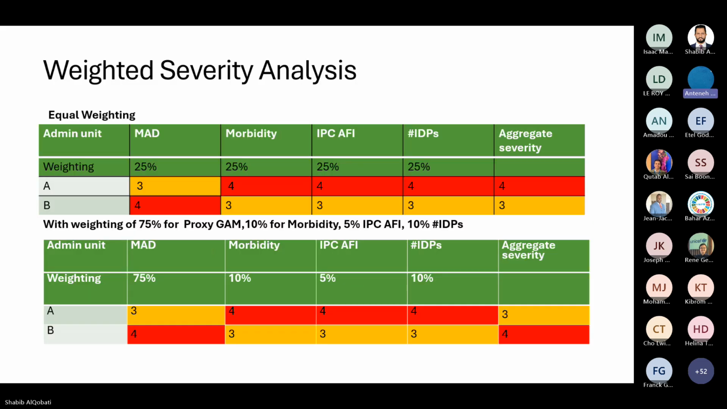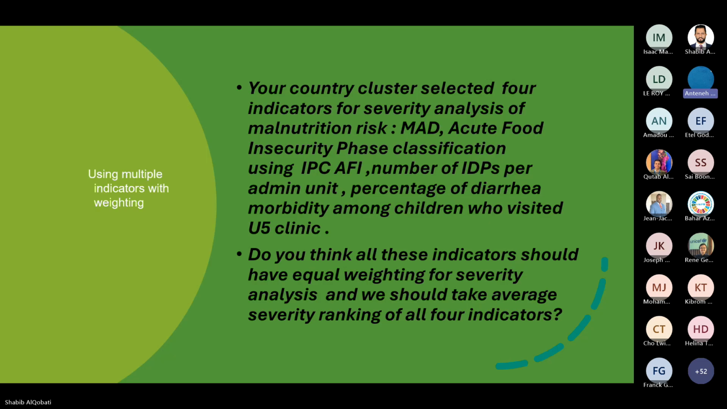Go back, please. So in your experience from your country, which way do you recommend? Do you use these indicators in equal weighting, or should you apply varying weighting of those indicators when you do your severity analysis? I hope my question is clear. If not, I'm happy to clarify first.